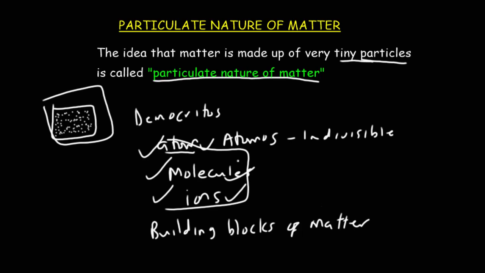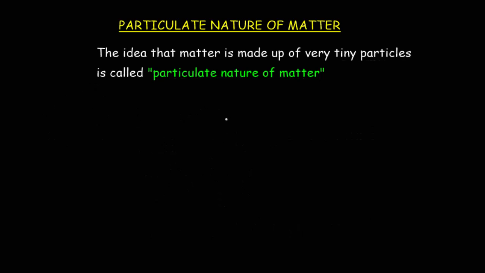Now, how do we know that indeed matter is made up of very tiny particles, which are atoms, molecules, or ions? So, briefly, let's look at evidence to show that matter indeed contains tiny particles. So we are looking at evidence of the particulate nature of matter.